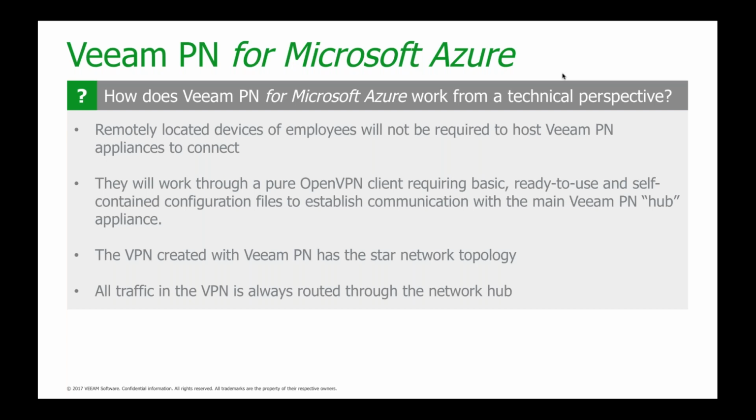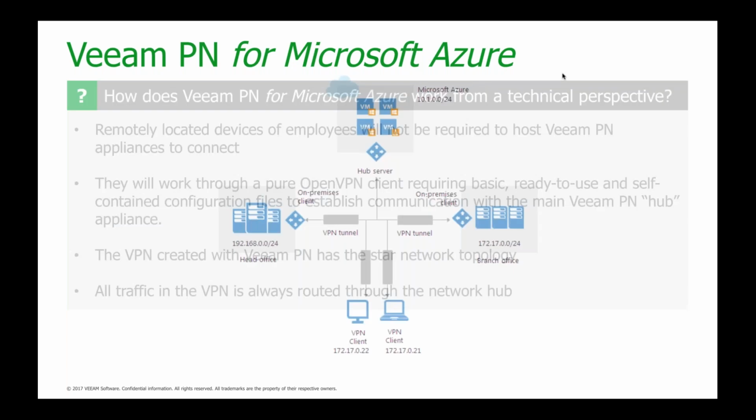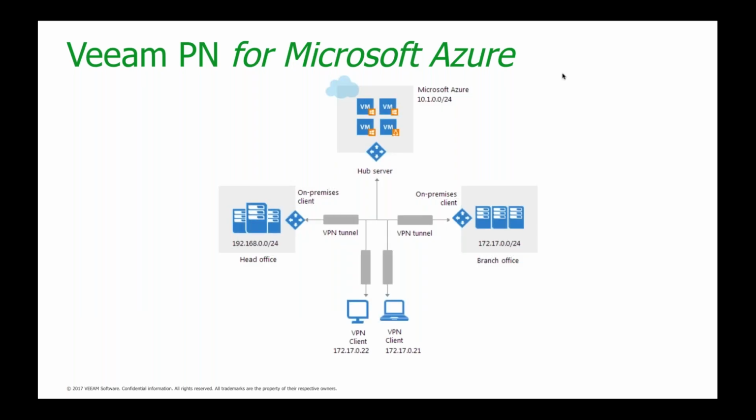The VPN is created, it's a star network topology, and all traffic in the VPN is always routed through the network hub. This gives a visual, logical overview of what we've been talking about. You can see we've got Microsoft Azure there, we've got our VMs there, we've got a hub server. And then if you look at the head office and branch office, we've got the on-premises site gateways, which are hooked up site to site to that hub server. And we've also got at the bottom there a couple of standalone clients. And those standalone clients, again, connect to the hub server.